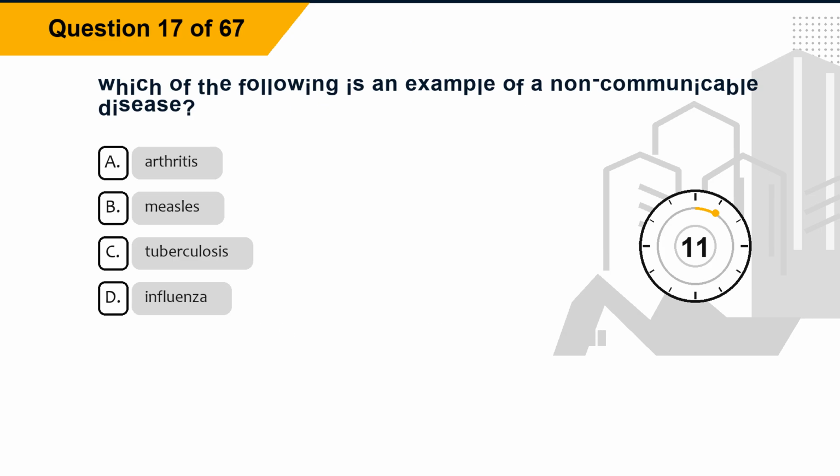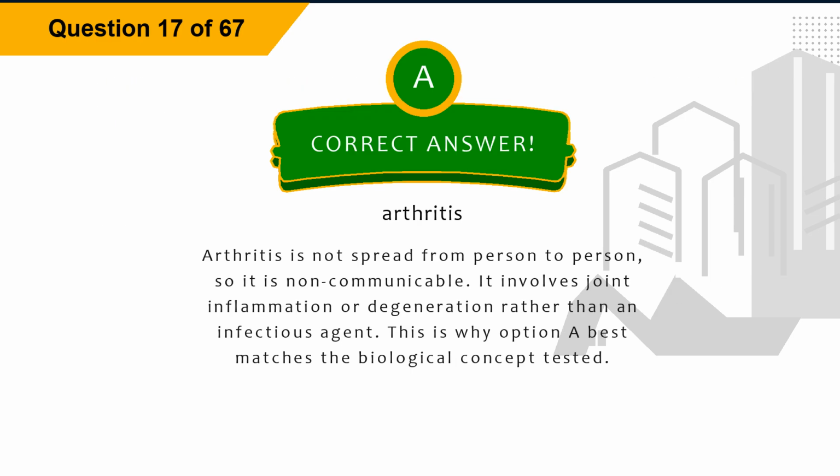Question 17. Which of the following is an example of a non-communicable disease? Option A, arthritis. Option B, measles. Option C, tuberculosis. Option D, influenza. The correct answer is option A, arthritis. Explanation. Arthritis is not spread from person to person, so it is non-communicable. It involves joint inflammation or degeneration rather than an infectious agent. This is why option A best matches the biological concept tested.